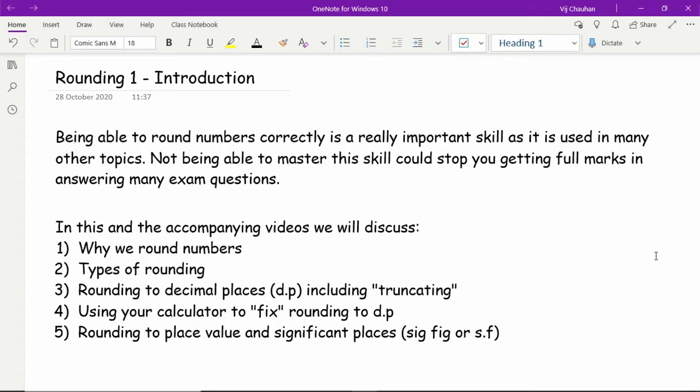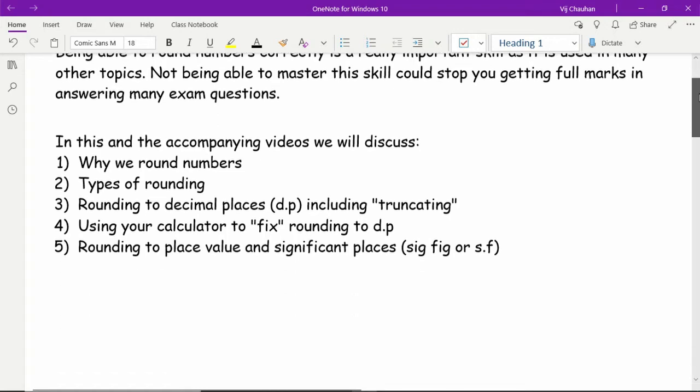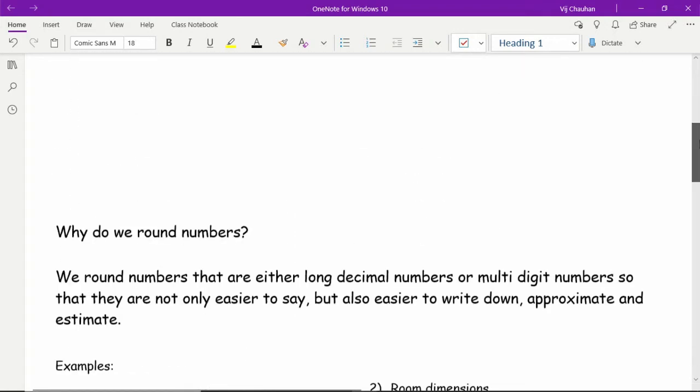So in this and the accompanying videos regarding rounding, we'll cover the following things. We'll go over why we round numbers, the types of rounding you can do, rounding to decimal places including the newly introduced truncating, how to use your calculator to fix rounding to decimal places, and rounding to place value and significant figures, or what we call sig fig. So let's have a look at why we round numbers.